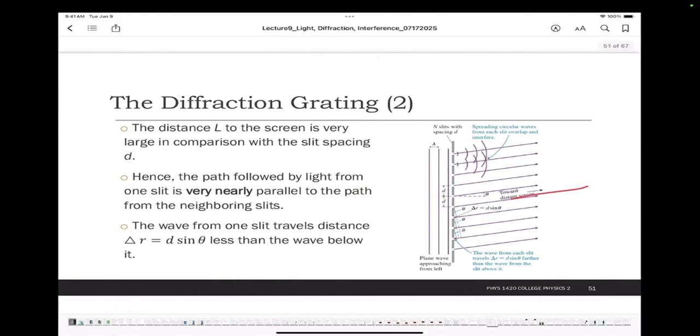The distance L to the screen is very large in comparison with the slit spacing d. Here, this is the spacing d. And hence the path followed by light from one slit is very nearly parallel to the path from the neighboring slits. We have already talked about it. It's similar to the double slit.